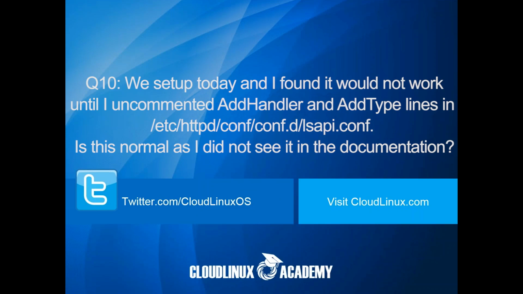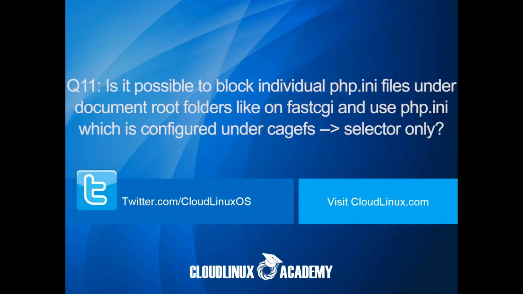Okay, those are the questions that I already answered. Let me see the other questions. The next question: is it possible to block individual PHP ini files under the document root folder like on FastCGI, and use PHP ini which is configured under PHP selector only? So yes, by default, we're using the PHP ini that is given by PHP selector, and you can block any other PHP ini by using LSAPI PHP RC configuration settings.